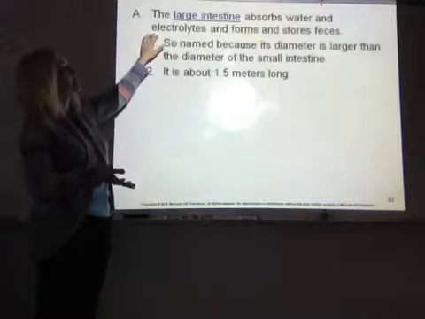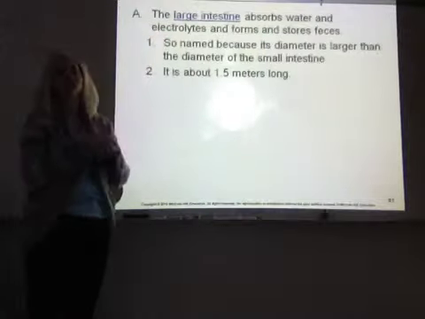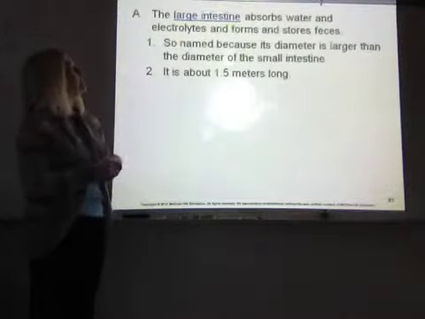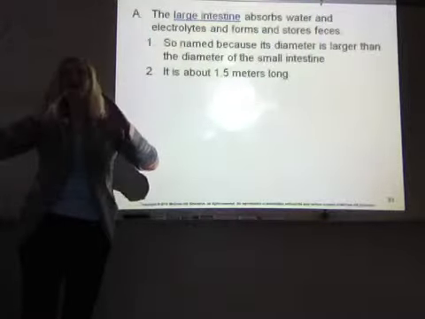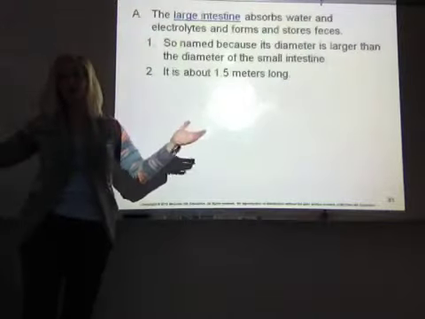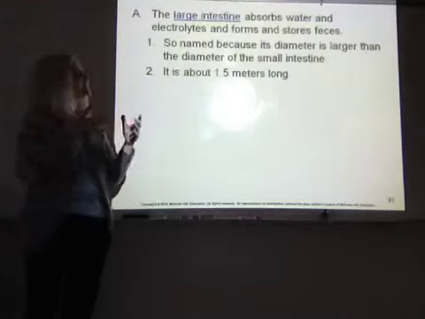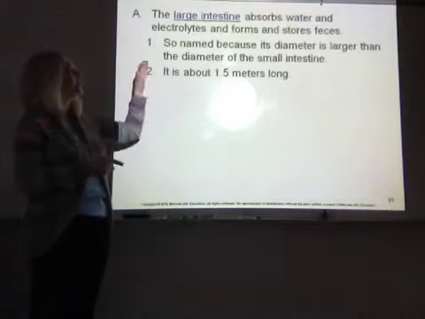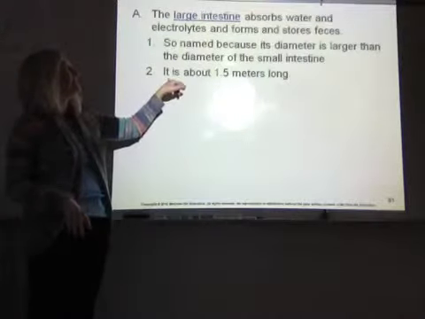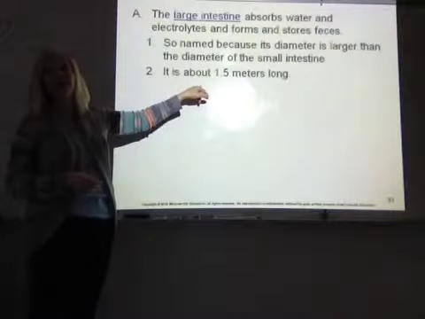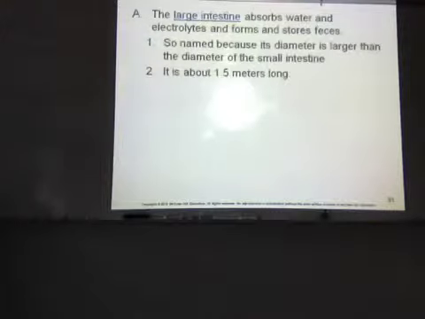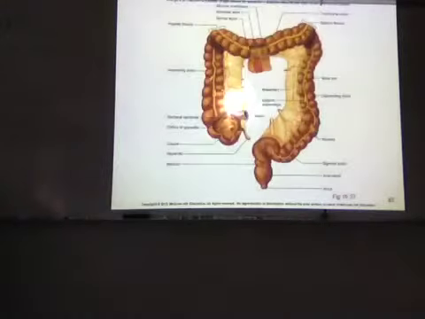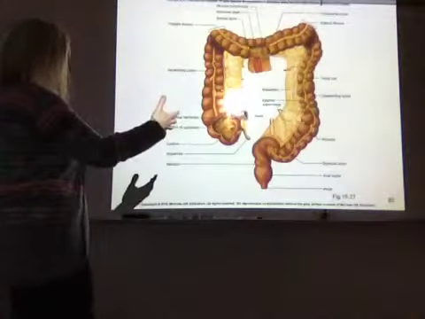So it's going to absorb water and electrolytes, and then it forms and stores feces until they pass. It's named large intestine because it's wider. Your small intestine is actually longer, but your large intestine is thicker, its diameter is larger, so that's why it has its name. Its length is only about 1.5 meters, where your small intestine was close to 20 meters. So small intestine, long and skinny, large intestine, shorter but wider.